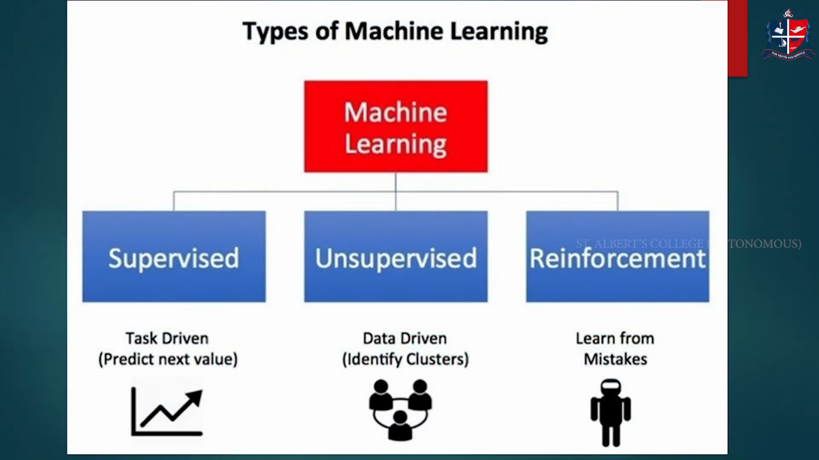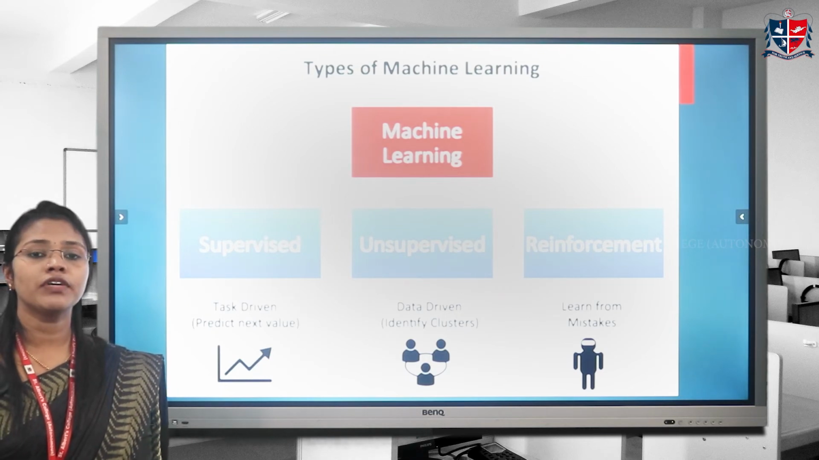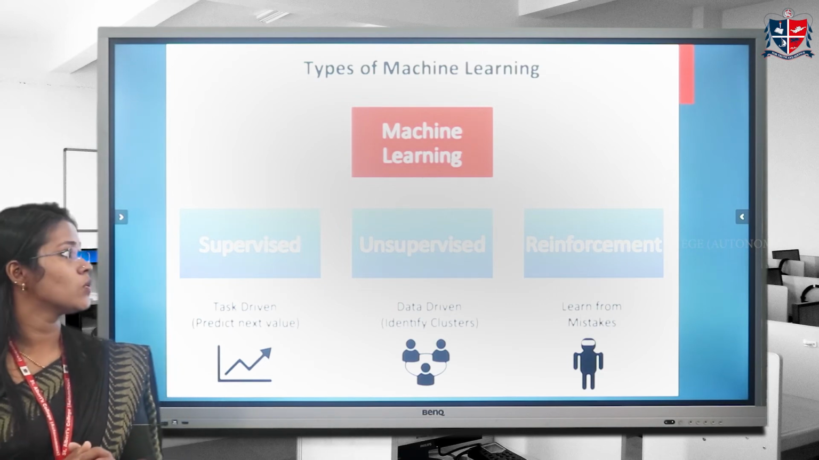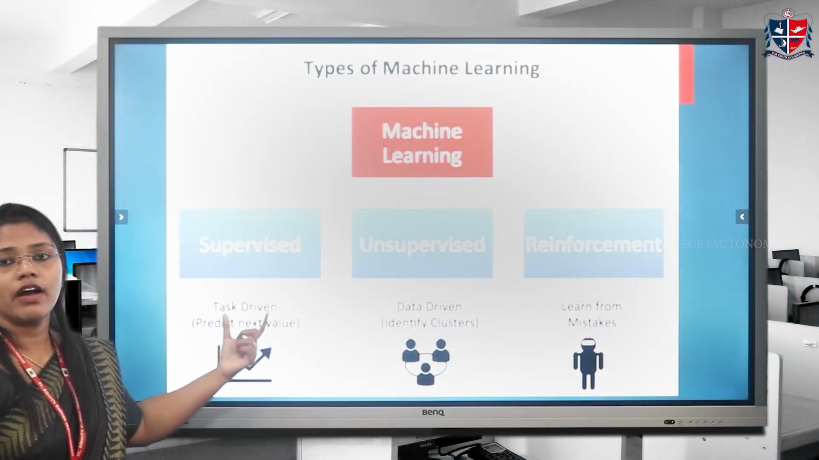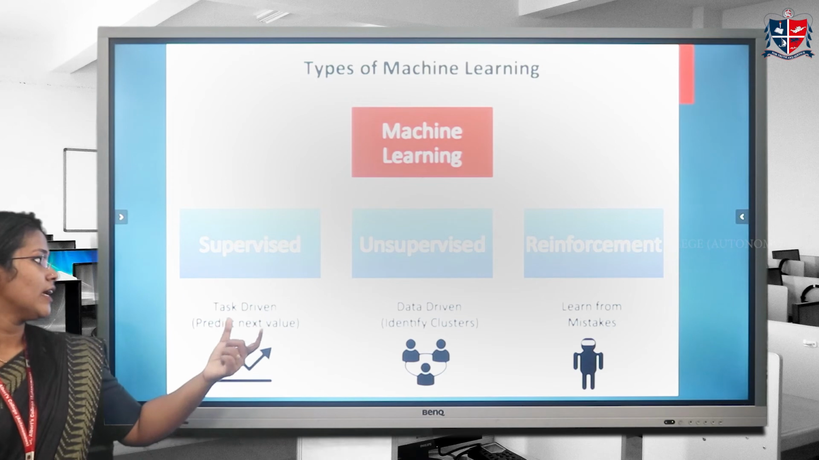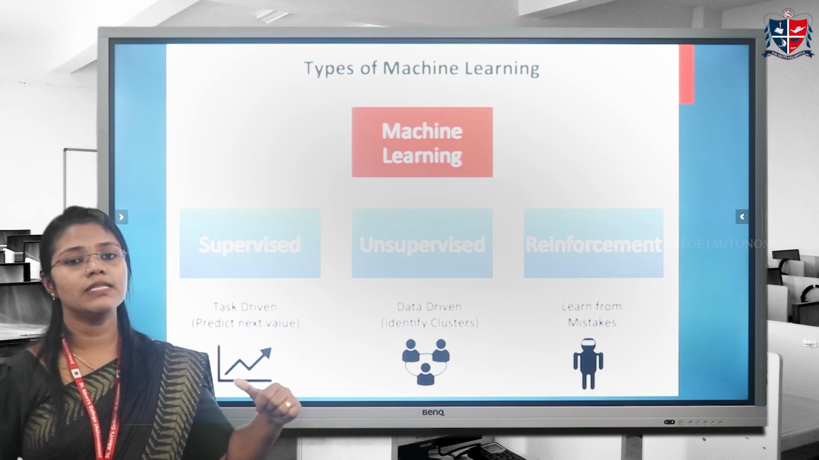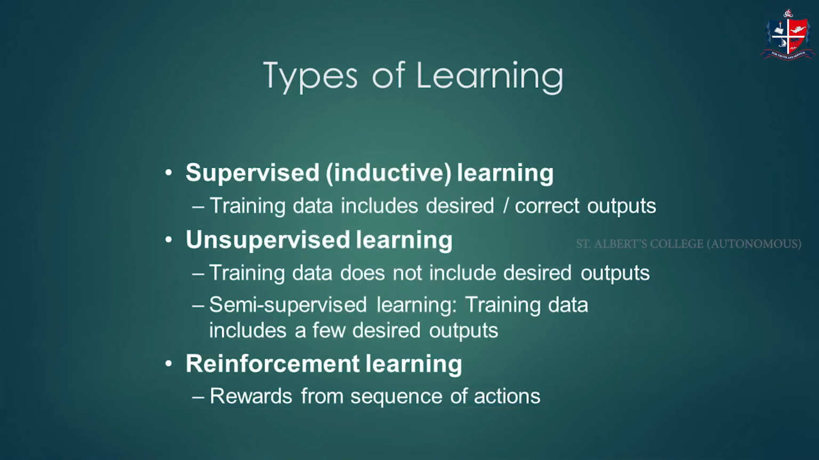So these are the different types of machine learning. I told you that machine learning is a branch of artificial intelligence and we can use machine learning instead of traditional programming, instead of explicitly programming. So these are the different machine learning methods: supervised, unsupervised, and reinforcement. Supervised means it is task driven. It actually predicts the next value. Unsupervised means data driven, instead of task driven, and reinforcement learns from mistakes. These are the three different classifications of machine learning: supervised, unsupervised and reinforcement.